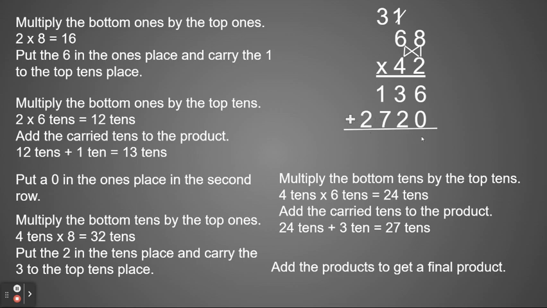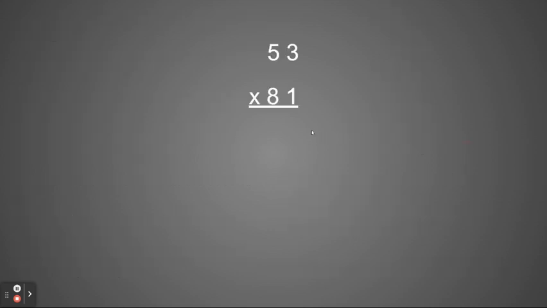So I know 6 plus 0 is 6, 3 plus 2 is 5, 1 plus 7 is 8, and I bring down my 2. So my final answer is 2,856. Let's look at another example.